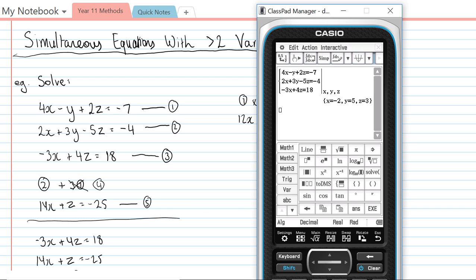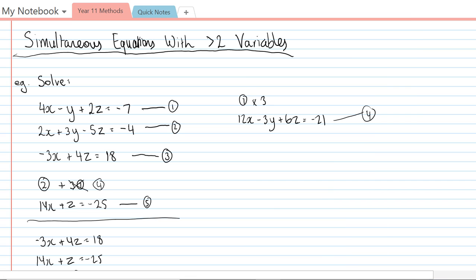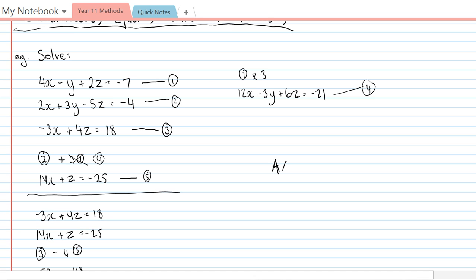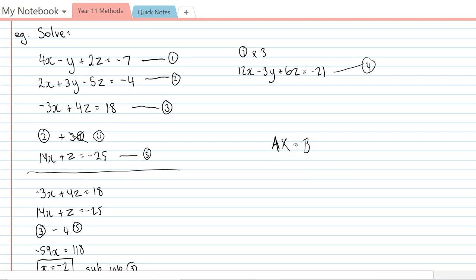Alternatively, you might remember solving equations using matrices. Any kind of equation can be written in the matrix form AX equals B, where A is the coefficient matrix, X is the variable matrix, and B is the solution matrix.